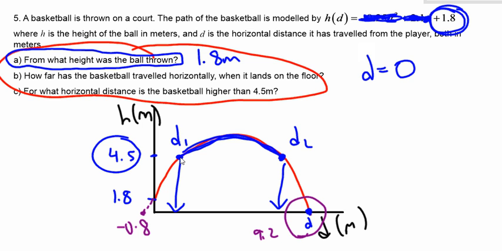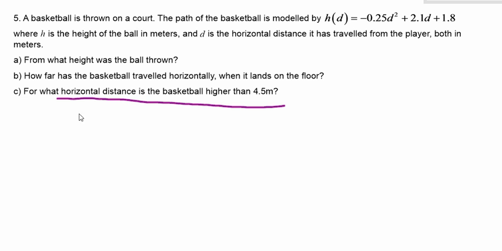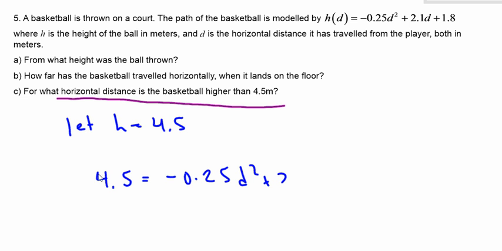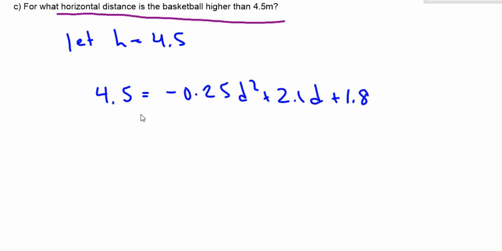So really what I'm looking for is when was the ball at 4.5 meters? And then that way I can figure out the total travel time between reaching 4.5 meters on the way up and reaching it again on the way back down. So what I need to do is I need to let h equal 4.5 and solve for d. So 4.5 equals negative 0.25 d squared plus 2.1d plus 1.8. And of course, before I solve anything quadratic, I need it equal to 0. So I'm going to subtract 4.5 from both sides of the equation.